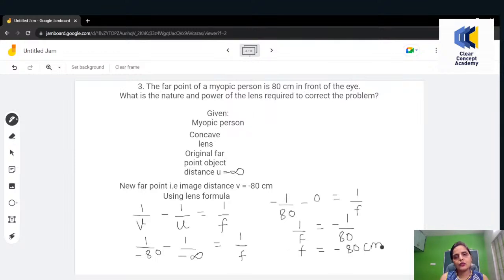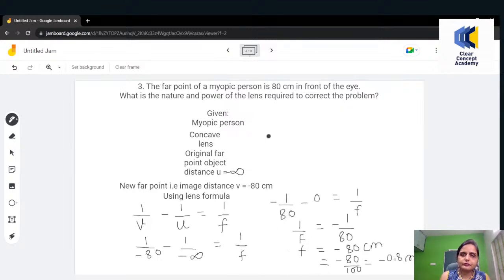And at that time the focal length must be expressed in SI unit, which is meter. So do you have the focal length expressed in SI unit meter? No. So how do we do that? By dividing this by 100. So the focal length becomes minus 0.8 meter.